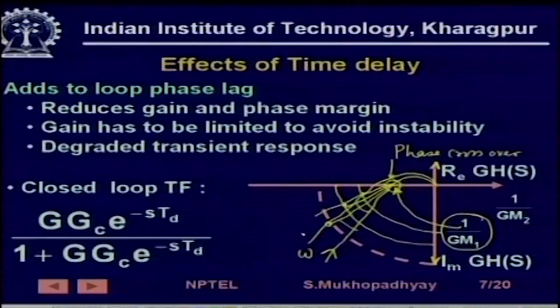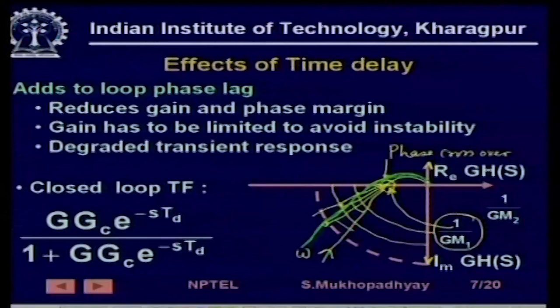So now let me put a different color so that we can understand this phenomenon. Let's put a green color. So now the new plant with delay flows through the green line. So it has got shifted because of the delay.